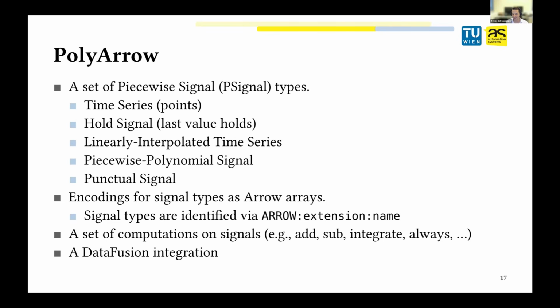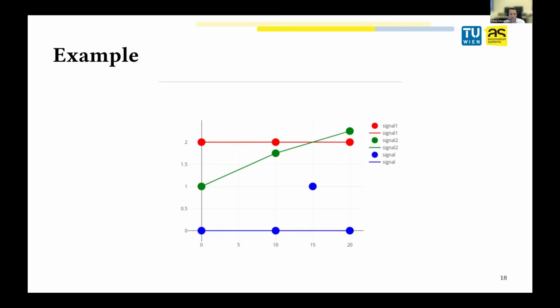For example, you can add them, you can integrate them, and we have this nice always operator from before, where you can say, okay, this thing should hold for 30 time units. And with a DataFusion integration, you can do that on a large batch of data, not just everything that fits into a single Arrow.